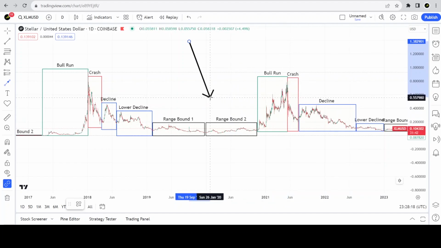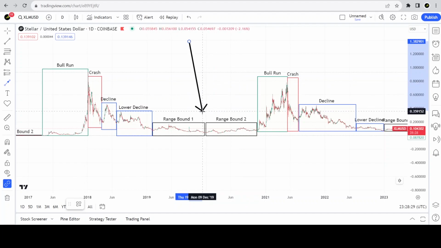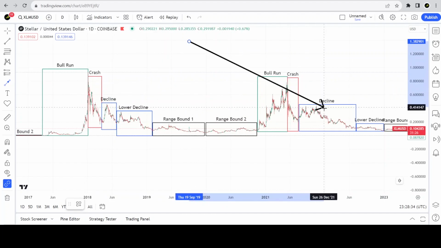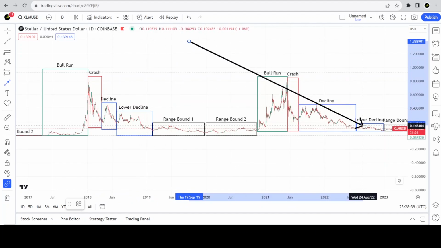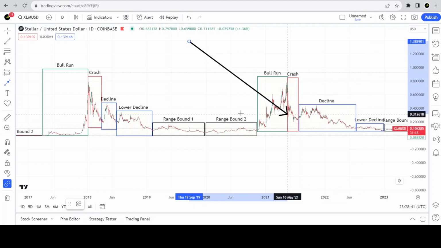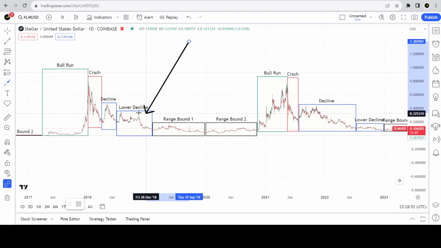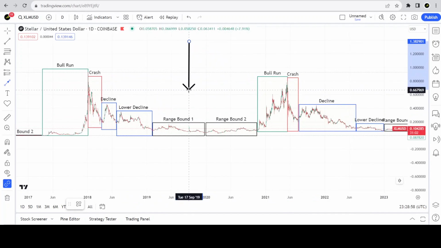Now, if you notice something in this picture right here, you see some fractals took longer to play out than others. I'm talking about the same fractal. So for instance, this decline was much shorter than this decline. This lower decline was much higher than this one went. So what we can see from this is that timing is different. Some are shorter than others. The height is different. Some are higher than others. And the depth is also different.